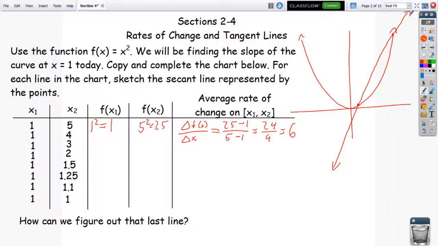So pause the screen, fill out the rest of this chart. It should take you like 5 to 10 minutes doing the exact same stuff that I did here. Pause it and come back.